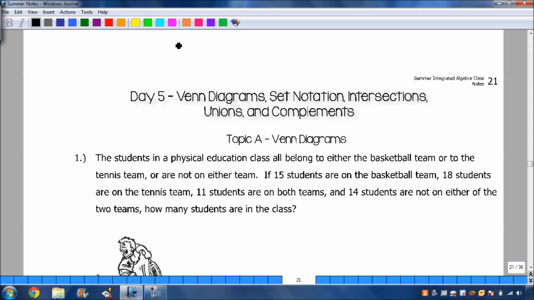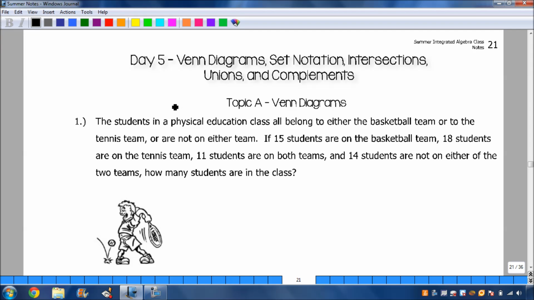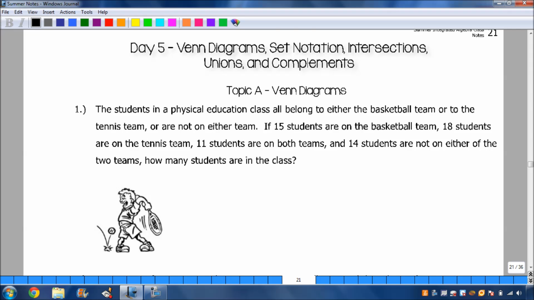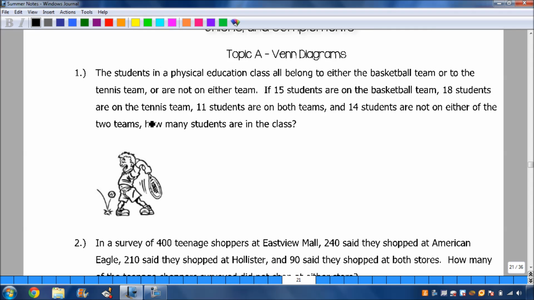Okay, day 5 is basically a bunch of random topics put together. We'll be talking about Venn diagrams, set notation, intersections, unions, and complements. So, topic A is going to be about Venn diagrams. And if you use Venn diagrams to solve these types of problems, it makes it so much easier for you to solve. So, for example, let's look through number 1.